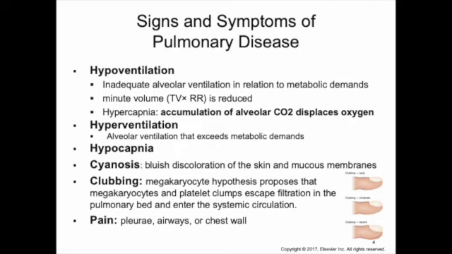Now, hypoventilation, this terminology sometimes gets mixed up as well. Hypoventilation is not having enough, or having inadequate, alveolar ventilation in relationship to the metabolic demands that your body has. Hypoventilation occurs when the minute volume, remember minute volume is your tidal volume times your respiratory rate, which is your ventilation rate, when TV times RR is reduced. Now, it's caused by alterations in the mechanics of your pulmonary system, but it can also be caused by neurologic control of your breathing as well.